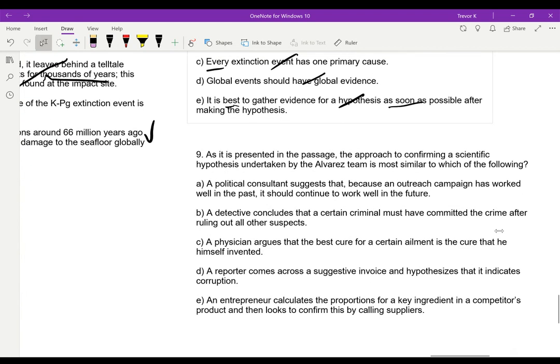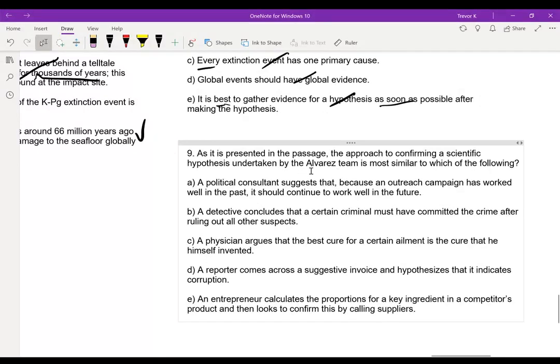All right, last one, number 9. The approach to confirming a scientific hypothesis undertaken by the Alvarez team is most similar to which of the following? Well, if I think about what the Alvarez team did, they have their hypothesis. They apparently did some calculations because they were able to calculate the size of the impact crater. And then they found evidence, a lot of evidence, and then at last a drilling project. So it was hypothesis, calculations, and then evidence. And that was their approach to confirming the hypothesis. So let's see something like that: hypothesis, then calculations, then evidence.